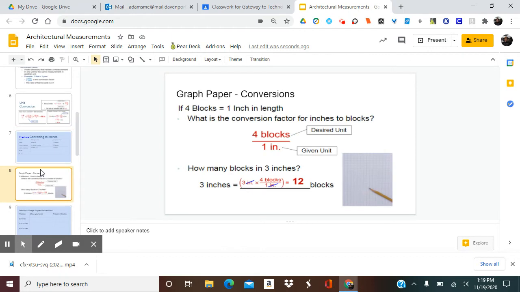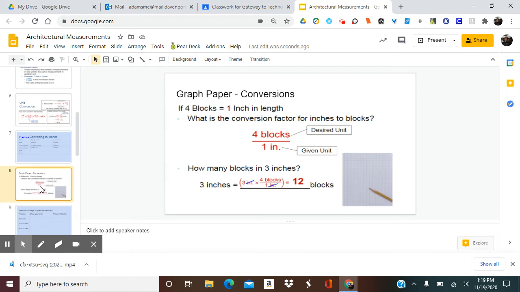The next one is because we're at home, you're gonna need some graph paper for this class. And we need to convert using blocks. Okay, so when you're drawing, you're gonna convert from inches to blocks. So 1 inch in length is usually about 4 blocks on graph paper. So how many blocks are going to be in 3 inches? That's 3 inches, 4 blocks each. That's 12 blocks equals 3 inches.